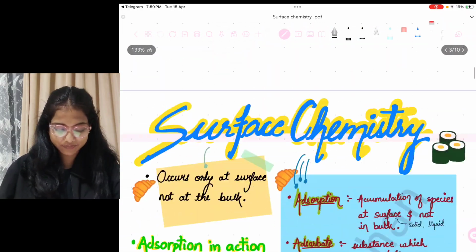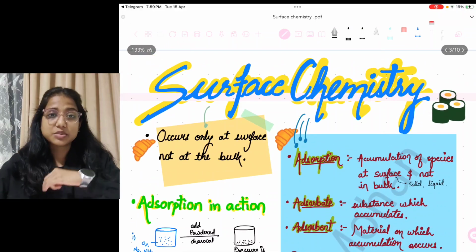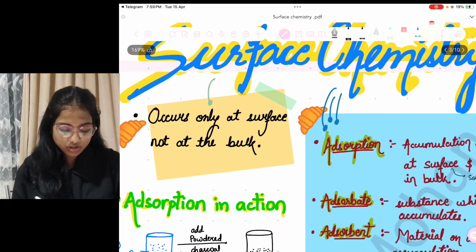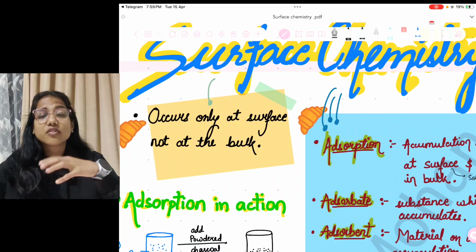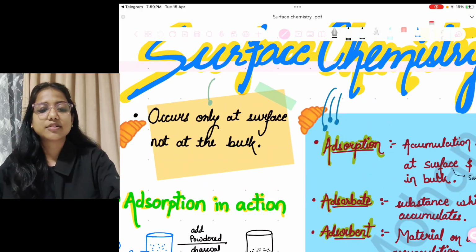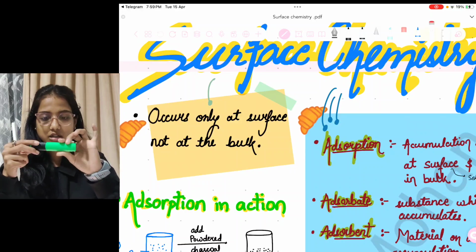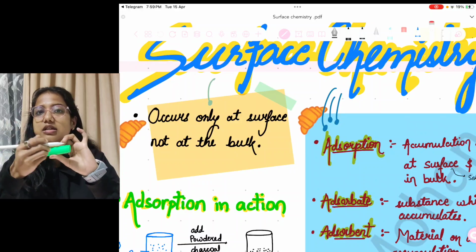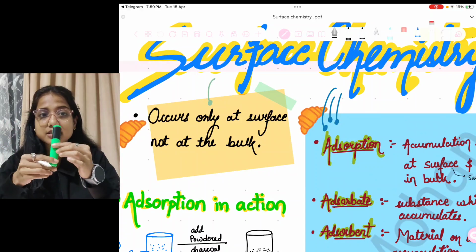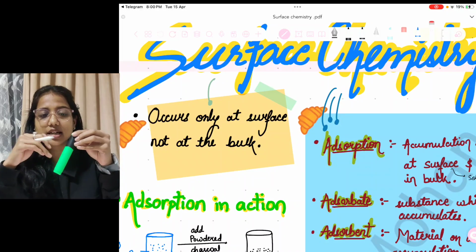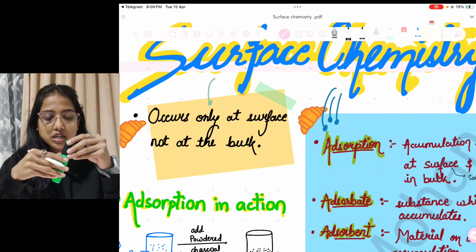Okay, so let's begin. Surface chemistry. First of all, we will go for the definition. Surface chemistry occurs only at the surface, not at the bulk. First of all, we should know what is surface and the bulk. For example, if I am taking this example of a marker, whatever is the outer thing here is the surface, and whatever is inside is the bulk. So this is the surface, and the molecules inside all come in the bulk.